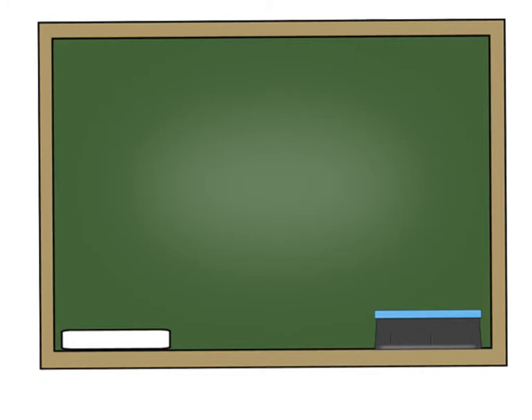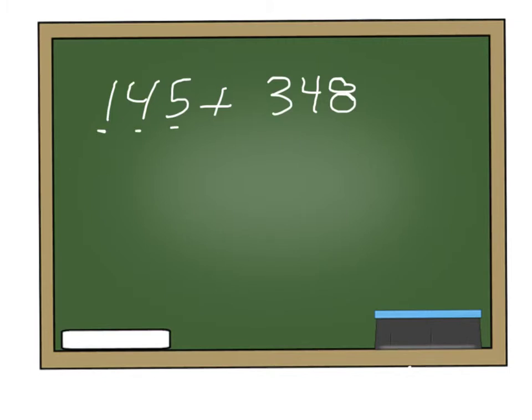Let's have some fun with a more difficult one. We're going to take 145 plus 348, add those horizontally. Remember, we are breaking apart the numbers by place value, writing them in expanded form. So we have one group of 100, 4 groups of 10, and 5 groups of 1. 100 plus 40 plus 5. That's a number bond for 145.